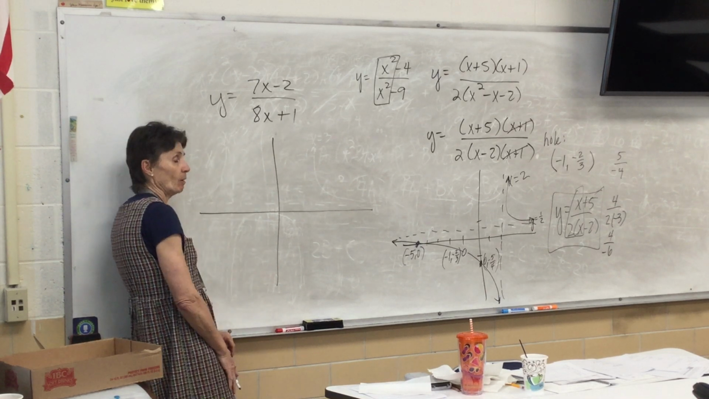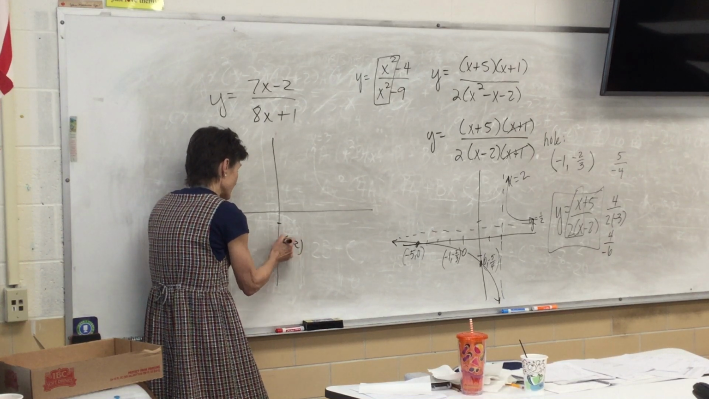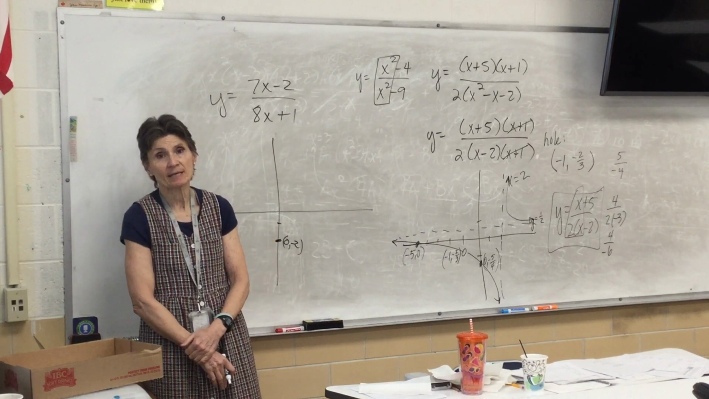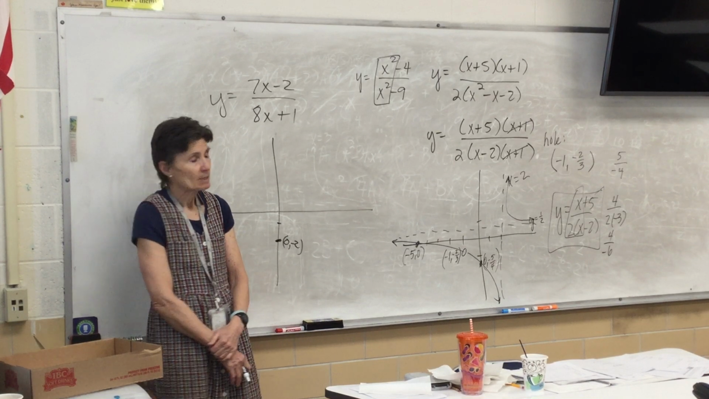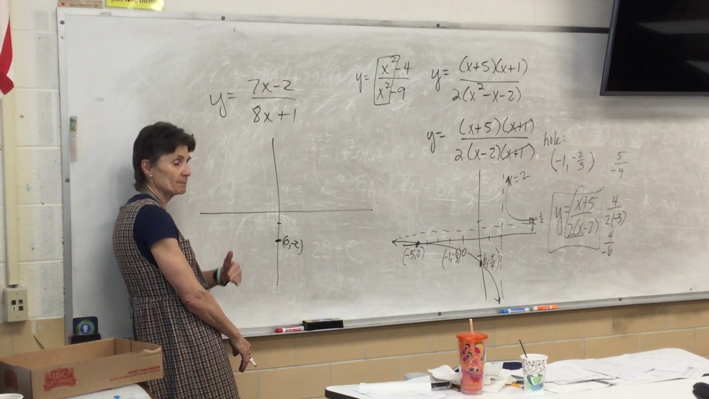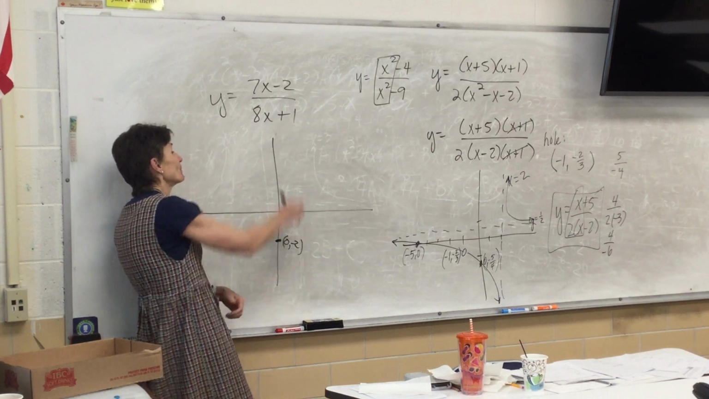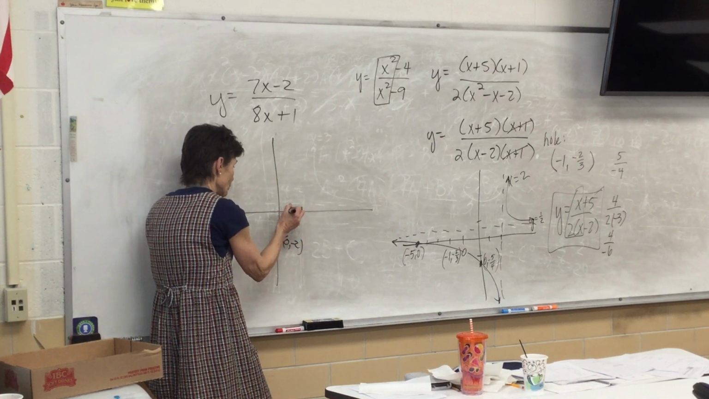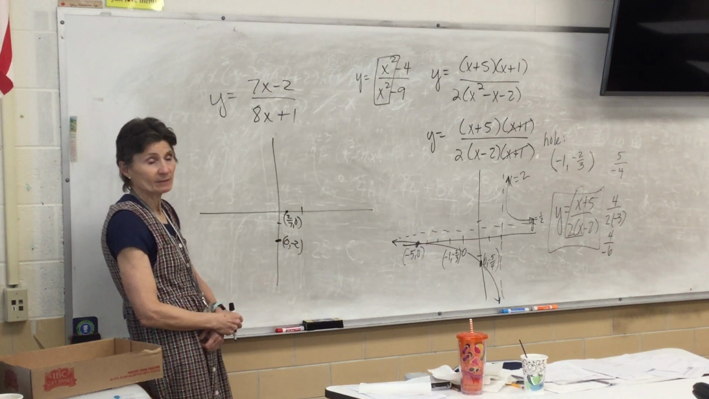If I put in a 0 for x, I get -2. That is my y-intercept. How do you find a y-intercept? You let x be 0. Period. Every time. Now, what about my x-intercept? Y-intercept is x equals 0. My x-intercept, my zeros, come from the numerator. If you set that equal to 0, you get 2/7. So your x-intercept is 2/7.